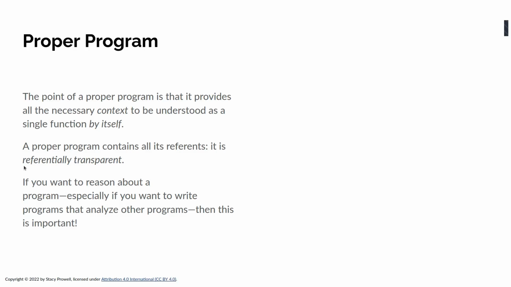And so we think of it as being what we call referentially transparent, which means I can analyze that proper program by itself. I don't need to think about what's around it in order to analyze it. So if you want to reason about a program, especially if you want to write programs that analyze other programs, which we do, this is the important idea.